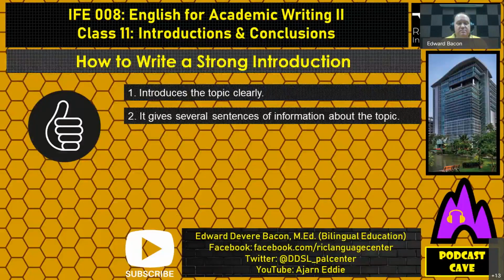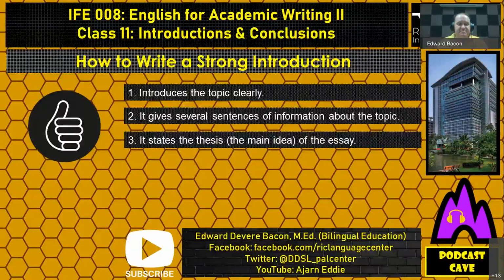It gives several sentences of information about the topic. Okay, good. So again, like what I said before, for your introductory paragraph, the first sentence should be a hook, something to grab the reader's attention, and then sentences 2, 3, and 4, you want to give good background information about the topic. Okay, and next. It states that this is the main idea of the essay.